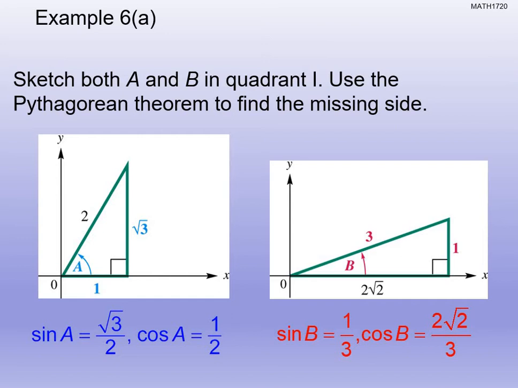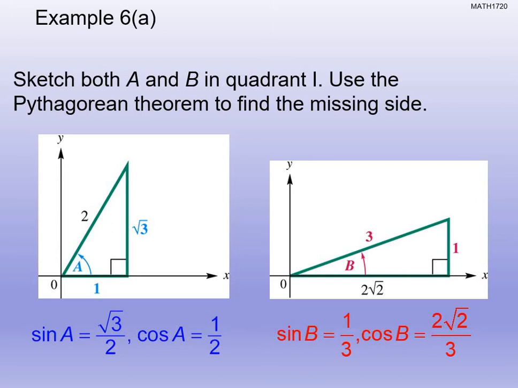And if we needed tangent of B, right, tangent of B would be opposite 1 divided by 2 times the square root of 2. We'd have to rationalize that denominator in the bottom. All right, so we'd have square root of 2 over 4.